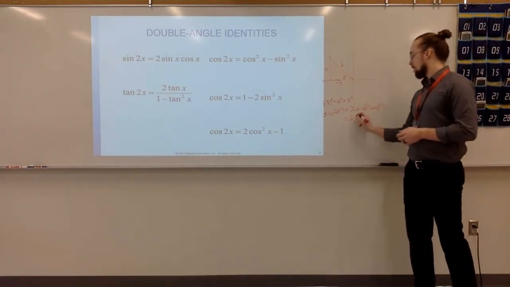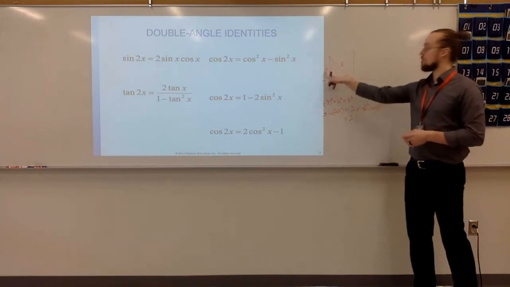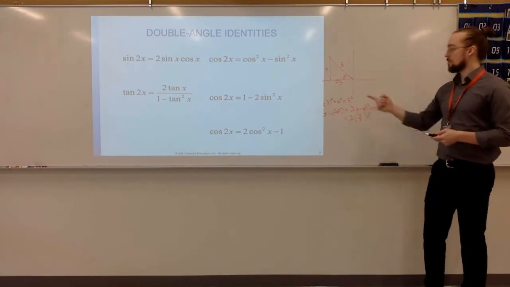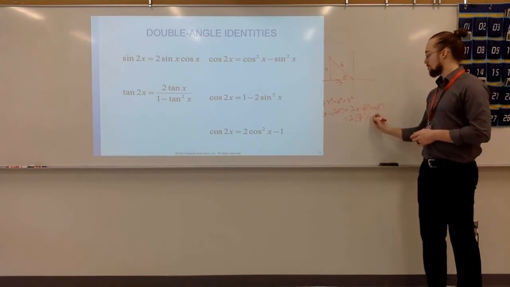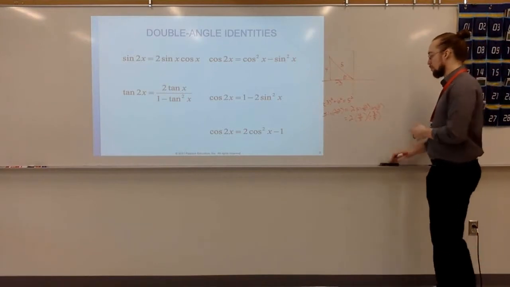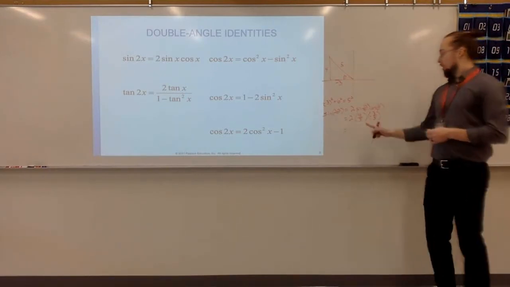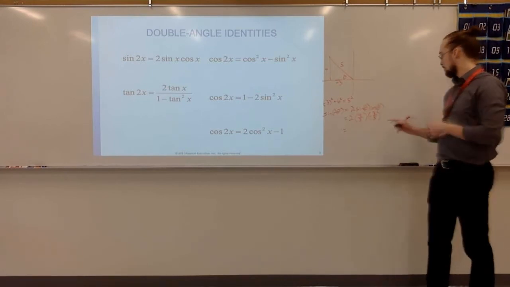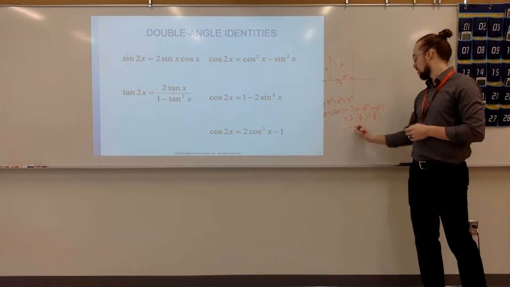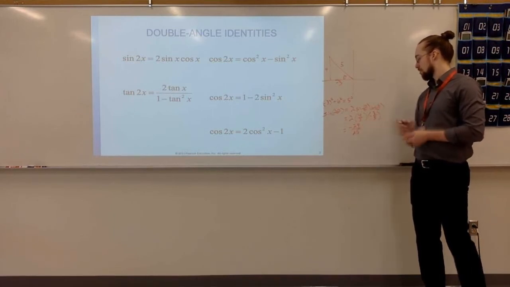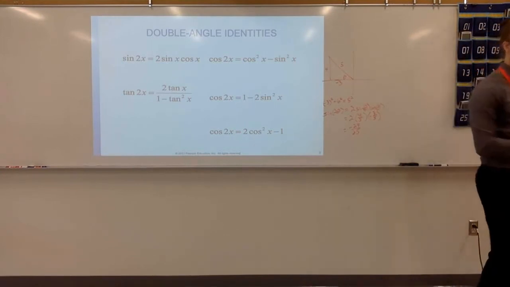So sine of theta is just opposite over hypotenuse. So that's 4/5. And then cosine of theta is adjacent over hypotenuse. So -3/5. So just do the arithmetic now. So 2 times 4 times -3 would be -24 over 5 times 5. -24 over 25.